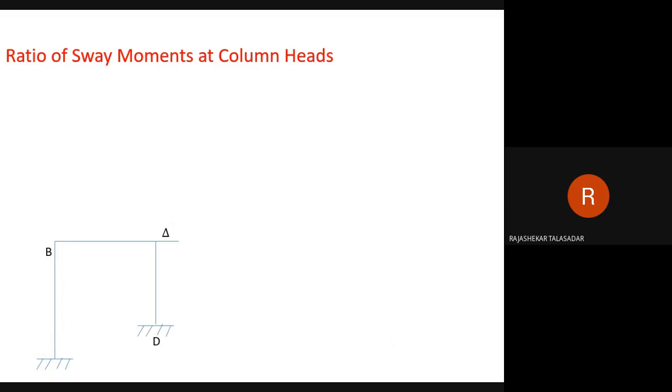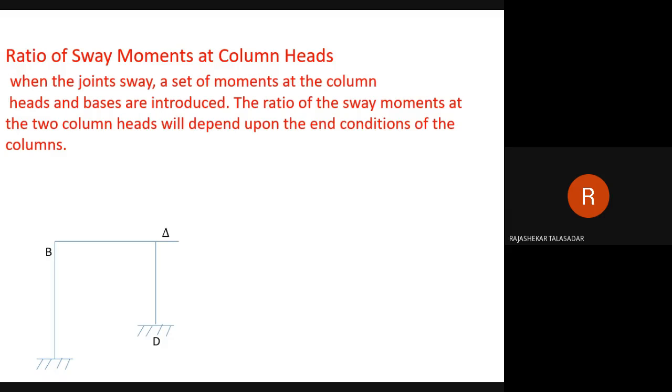All these I am going to explain in the problem. Before going to the problem, I will tell you how to assume those arbitrary moments. Listen to this: the ratio of sway moments at column heads. Column head here is BA, and this column is CD. BA is the column head of member AB, and CD is the column head of member CD. When the joint sways, a set of moments at the column heads and bases are introduced.